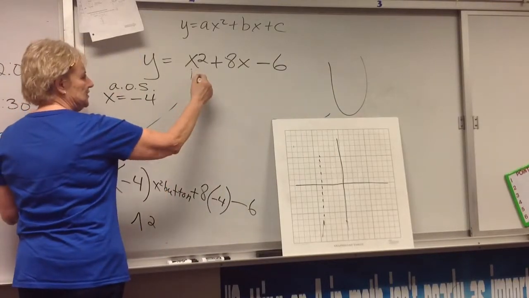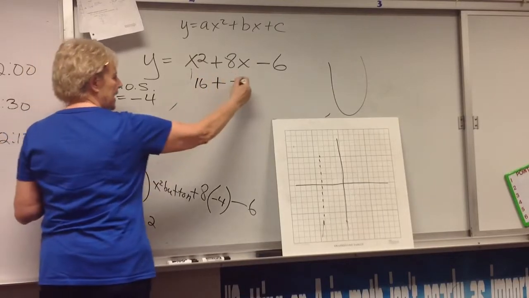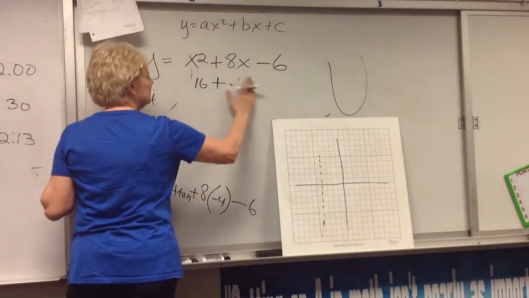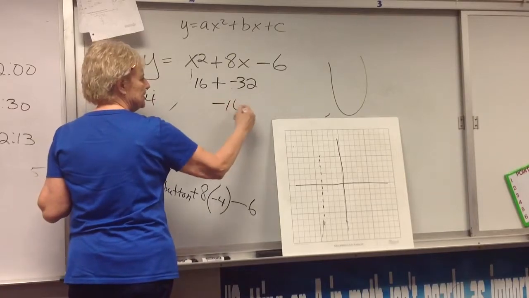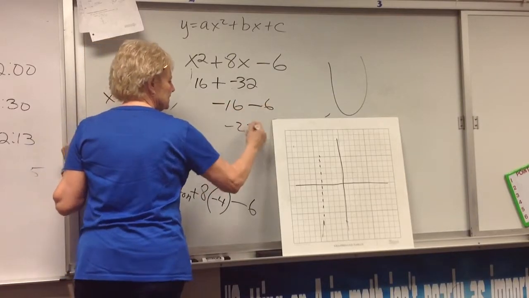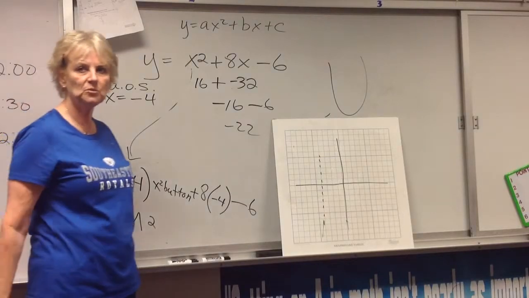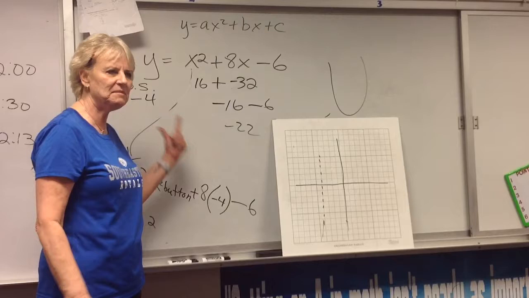Okay, that's 16 plus -32, which is -16 minus 6. That's what Jordan said. -22. Nice. Make sure you can get -22. Your worst enemy is a calculator for easy math like this.